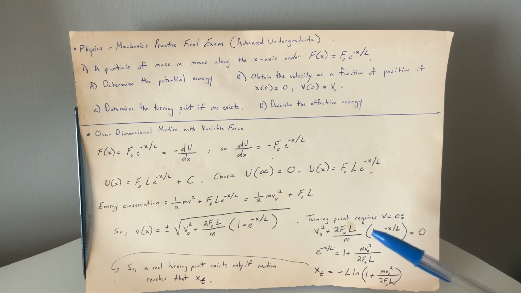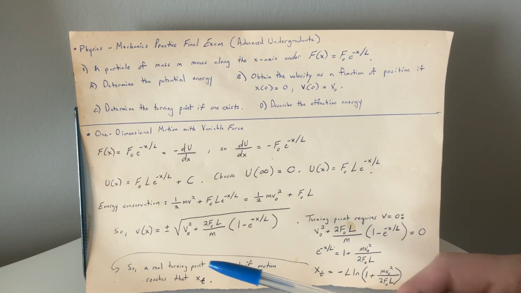And our turning point here is going to require that v = 0. So v₀² + (2F₀L/m)(1 - e^(-x/L)) = 0. So e^(-x/L) = 1 + mv₀²/(2F₀L). And x_t = -L ln(1 + mv₀²/(2F₀L)). And we could say here, a real turning point exists only if the motion reaches that x_t.